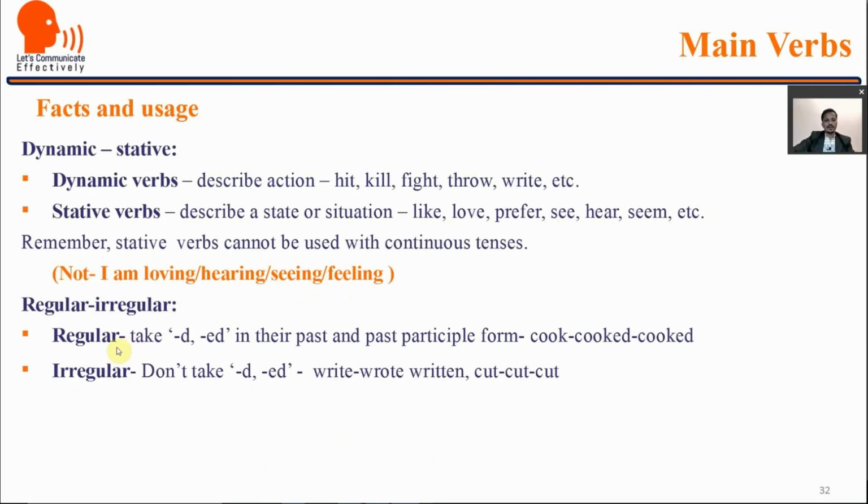Regular and irregular. Regular verbs take d or ed in their past and past participle, like cook, cooked, cooked; book, booked, booked. Irregular verbs don't take d or ed. They are different. They have different forms, or maybe the same forms, in their past and past participle. Write, wrote, written; cut, cut, cut.